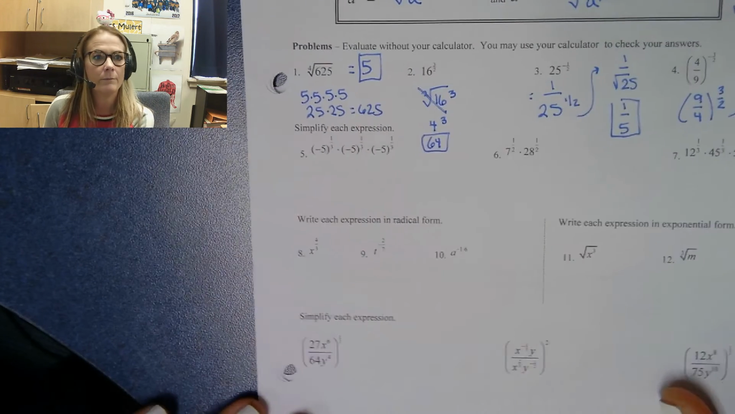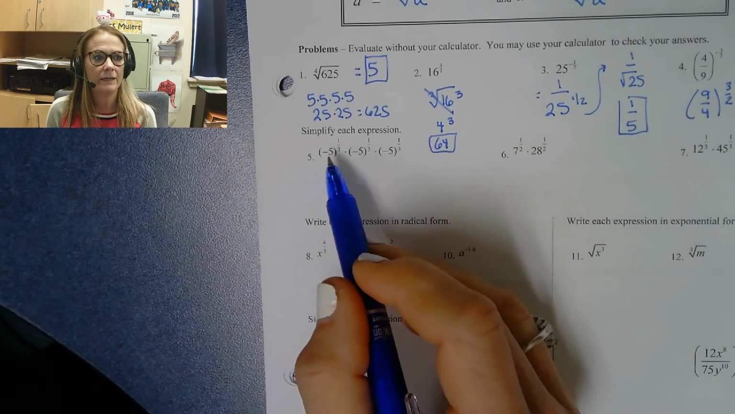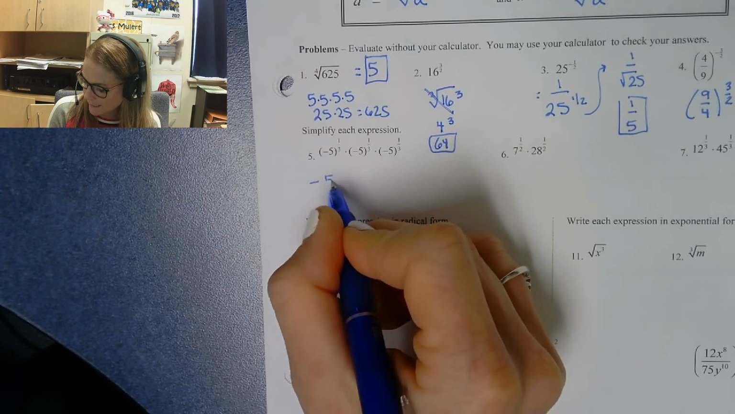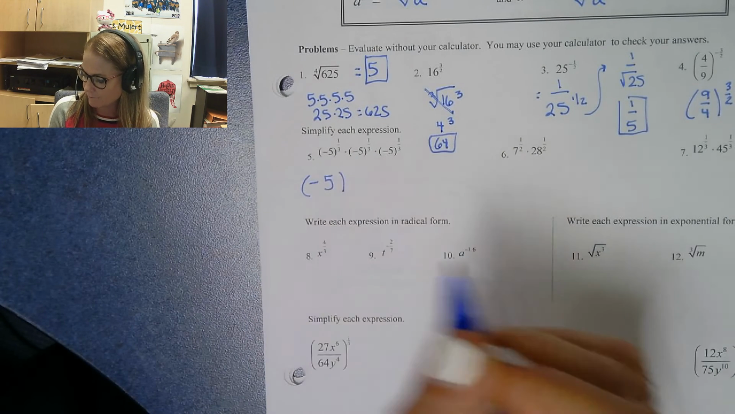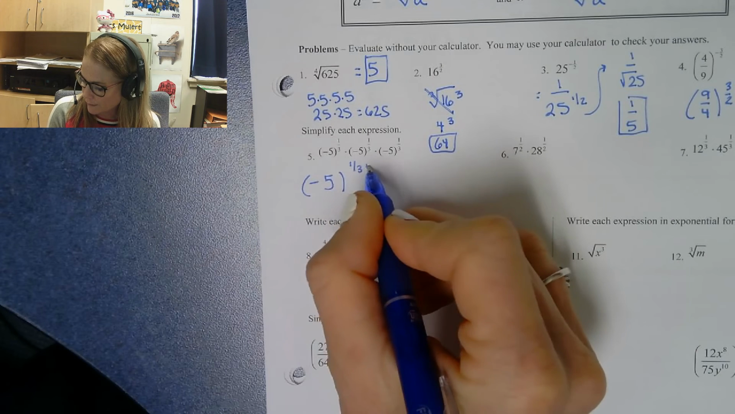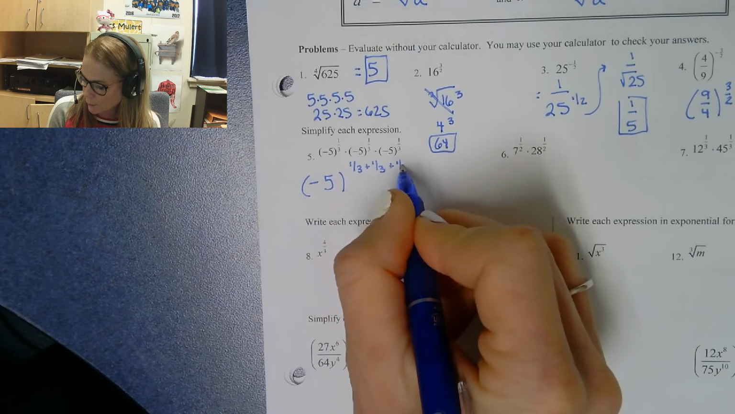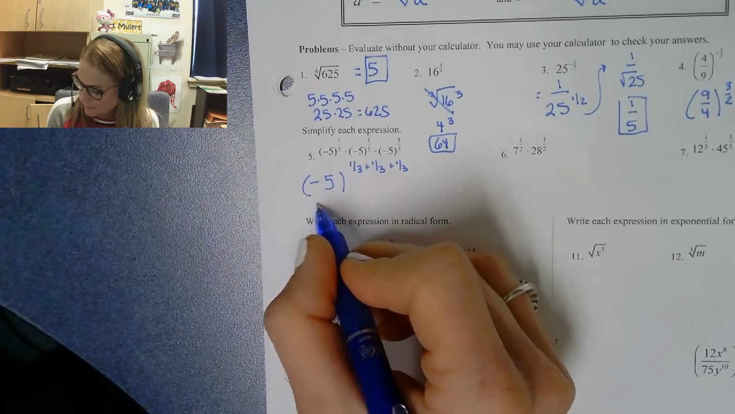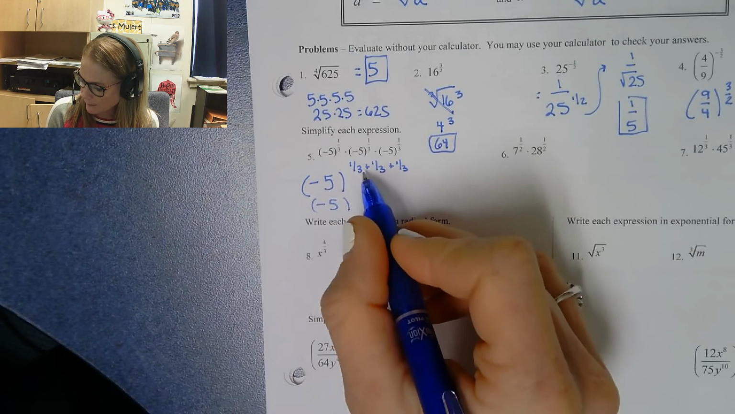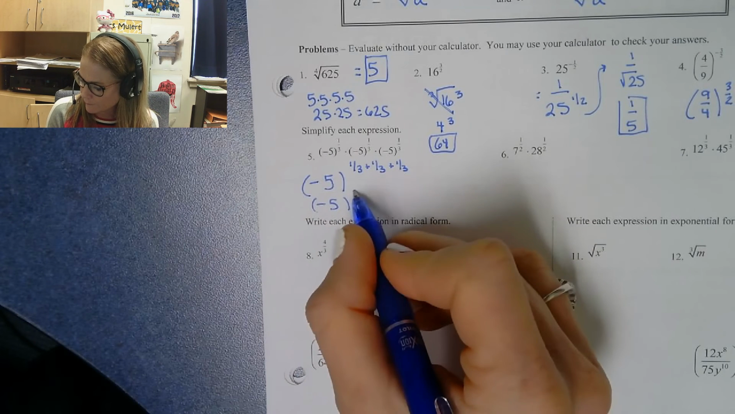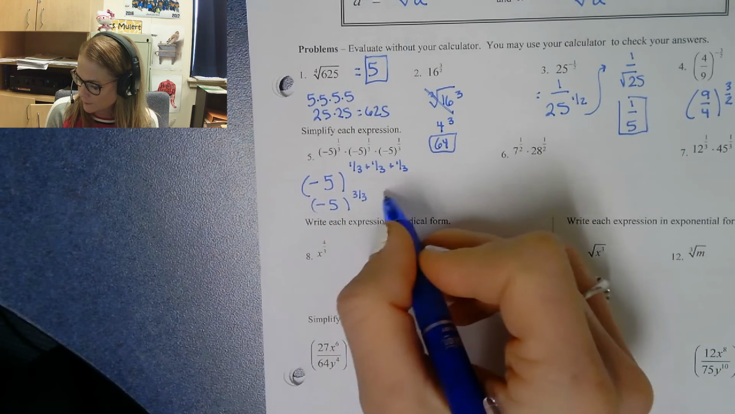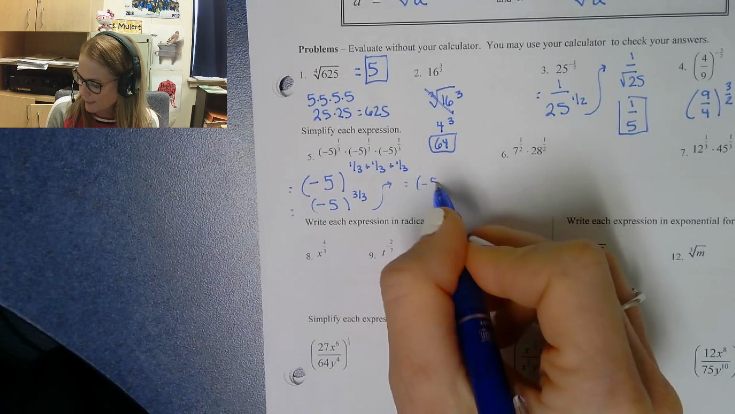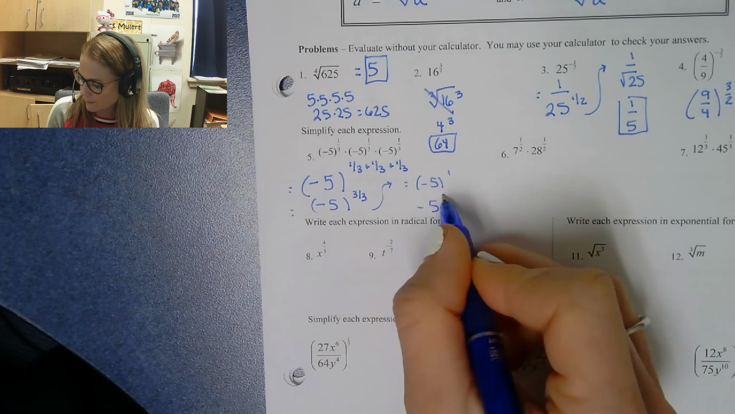Okay, some problems here. All right, so be careful when you have negative 5 times negative 5 times negative 5, all to a power. Keep the base as is. Keep the base as negative 5. And then we have 1 over 3 plus 1 over 3 plus 1 over 3. When you have the same base, you leave it alone and you add your exponents. So negative 5, 1 over 3 plus 1 over 3 plus 1 over 3 is 3 over 3. So this is just negative 5 to the first power, which is just negative 5.